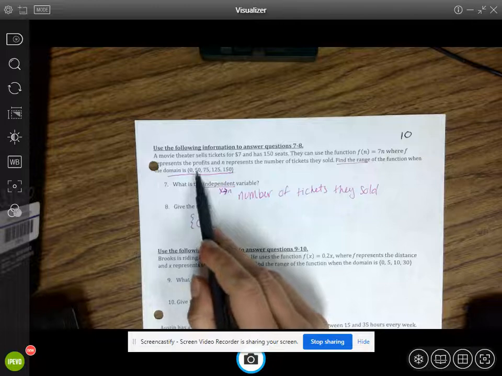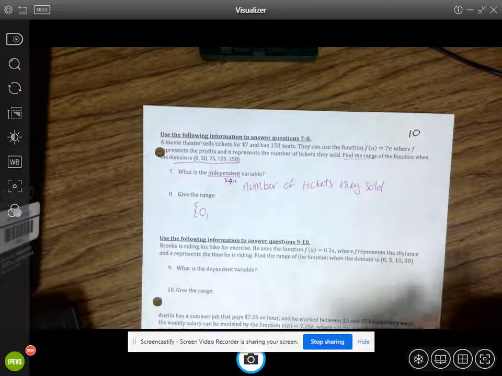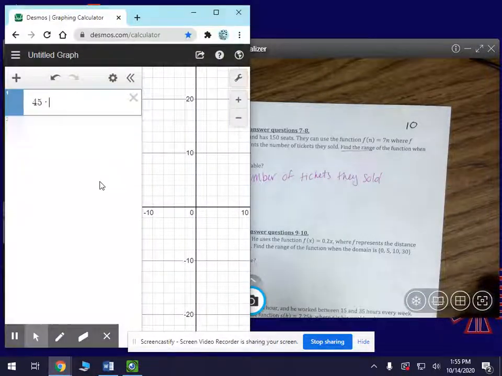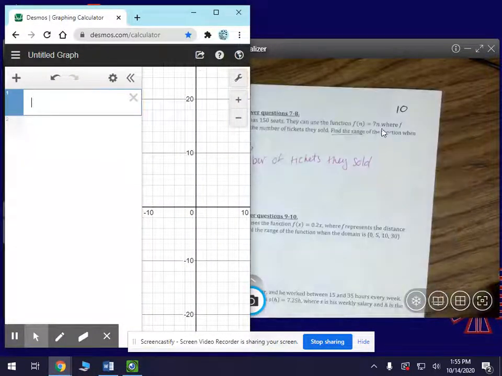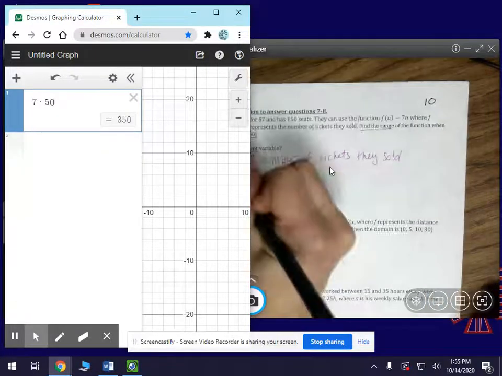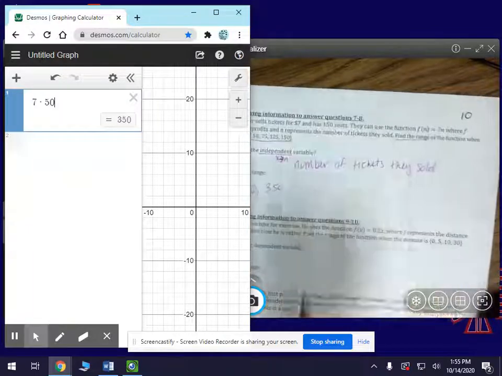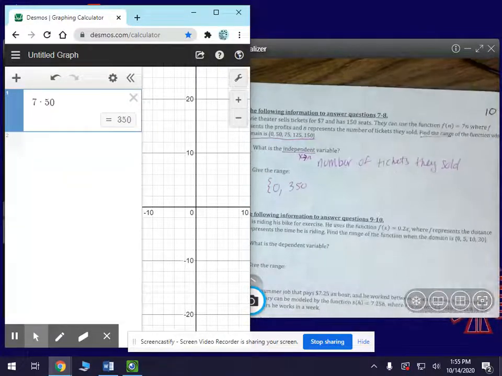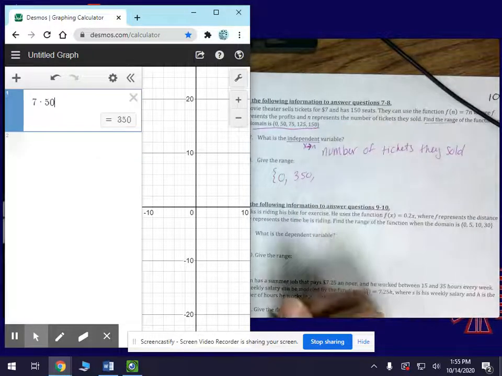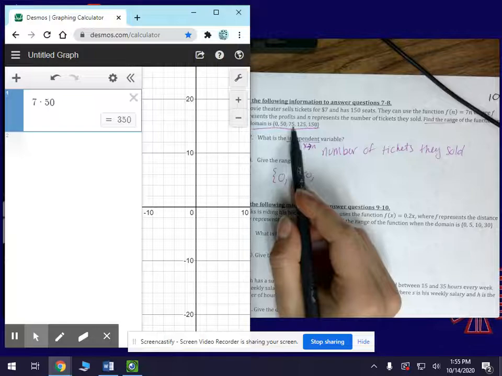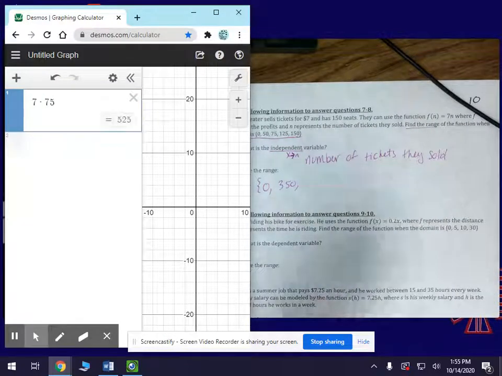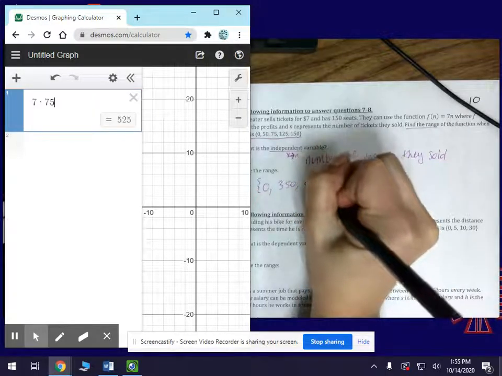Now you're going to take 50. Plug it in for n. No, it's not so easy. So I'm going to do 7 times 50. And I get 350. Then I'm going to do comma. Then I'm going to take 75. So I'm going to do 7 times 75. And I get 525. Then I'm going to do comma.